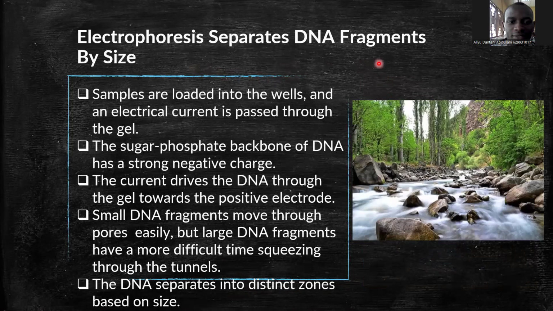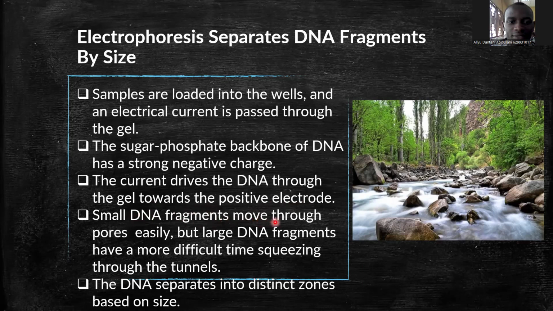Electrophoresis separates DNA fragments by size, right? We already know this. Samples are loaded into the wells and an electrical current is passed through the gel. I gave you a YouTube link to watch, right? So it's the same thing here. The sugar phosphate backbone of DNA has a strong negative charge. Of course, phosphate has a negative charge. The current drives the DNA through the gel towards the positive electrode.